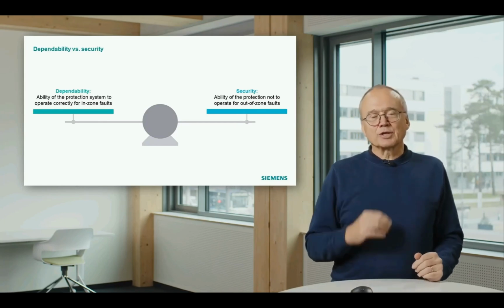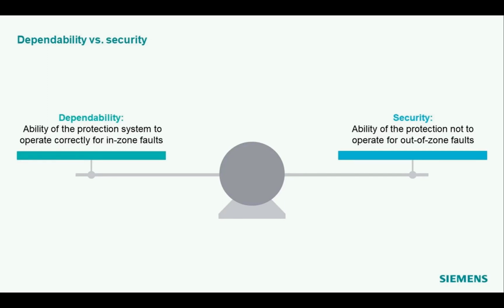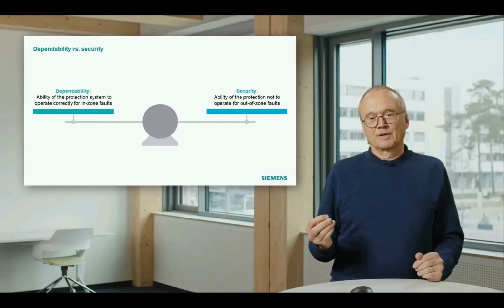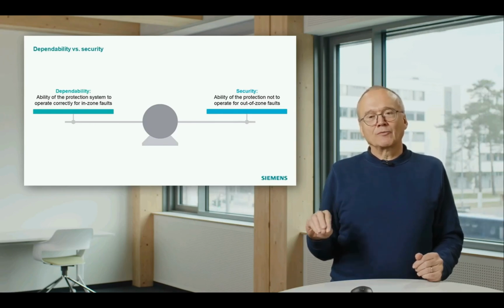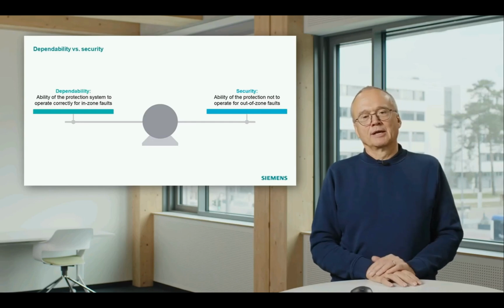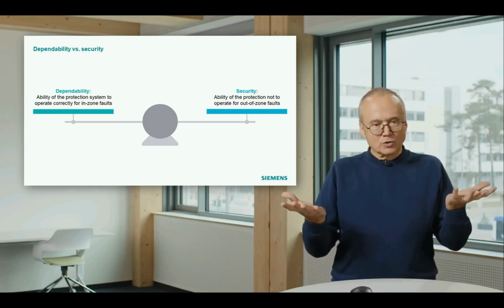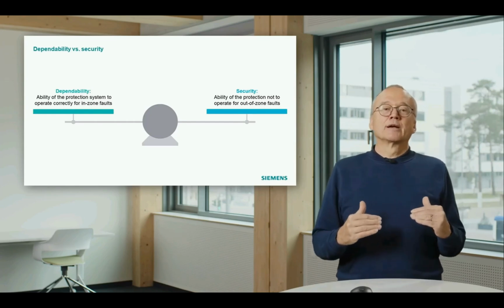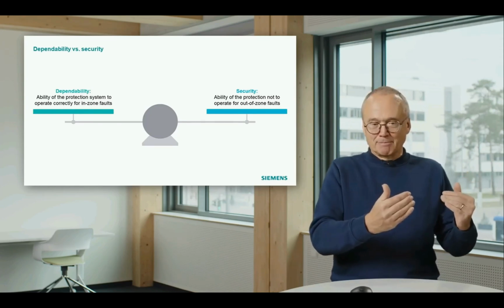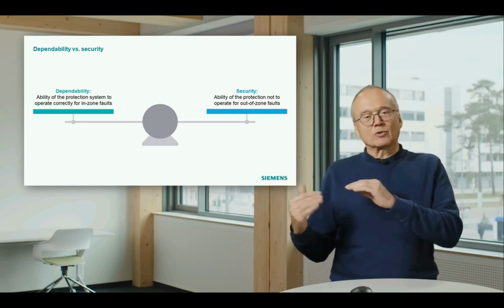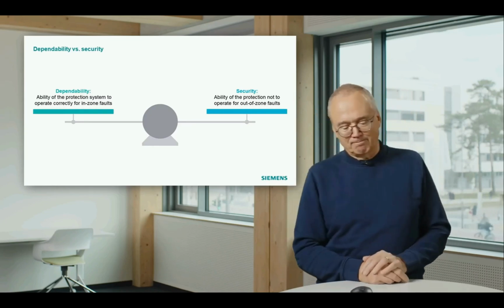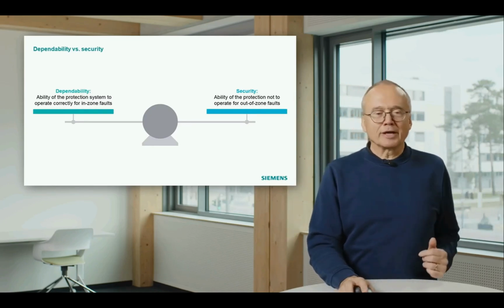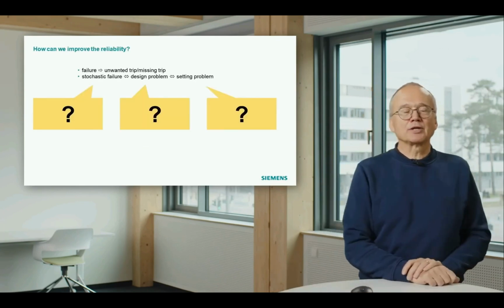On the other hand, security addresses the risk of an unwanted operation. That means if we want to increase the security of a protection scheme, we want to reduce the risk of an unwanted trip on a fault outside the protected zone. And these two issues have to be balanced. If we, for instance, increase the dependability, we may decrease the security. That means we must make up our mind what is the proper balance for that.